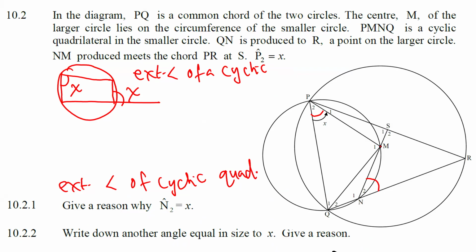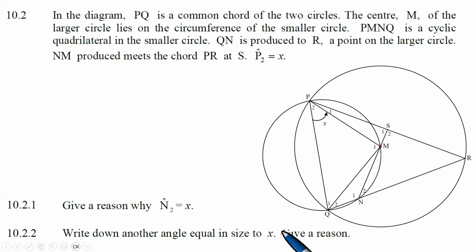All right, let us look at 10.2.2. Write down another angle equal in size to X. Give a reason. The examiner is saying we have another angle that is equal to X. This N2 is X, but P2 is also X, given. But the examiner is saying there is another angle that is equal to X, but which one is it? You have 2 minutes. Then we discuss.